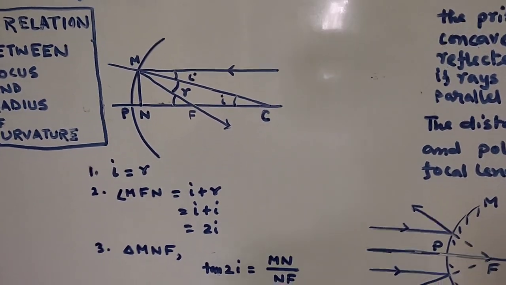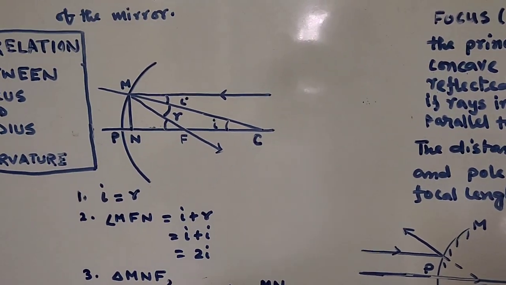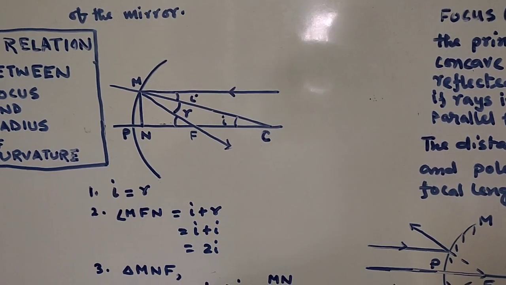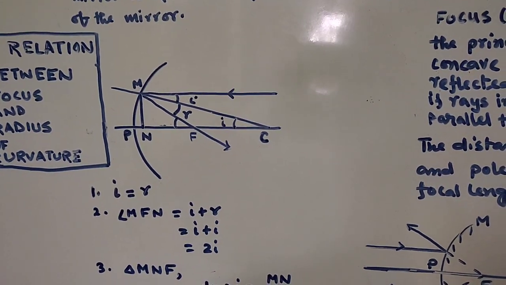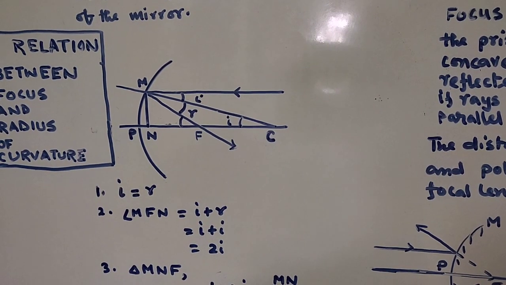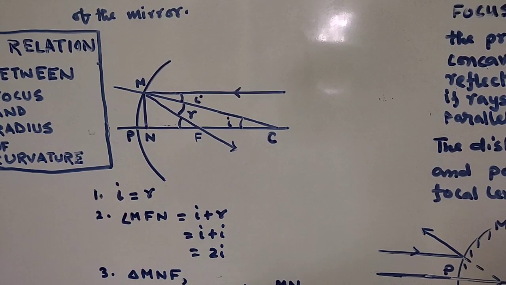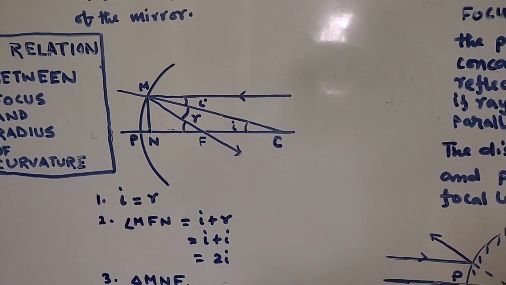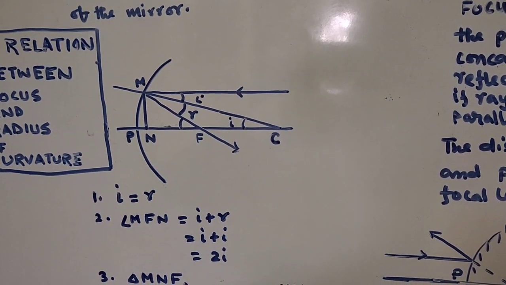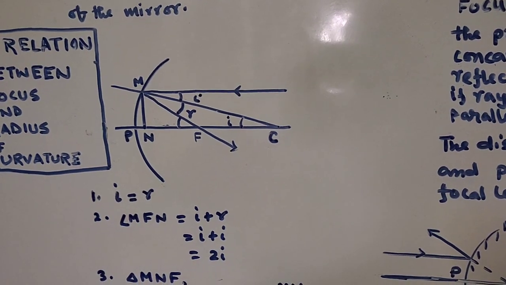Please try to understand. Now you see here we have given one concave mirror, and a ray strikes the mirror parallel with the principal axis, and after reflection it passes through the focus F. Where it strikes, that is the point M, we have drawn a normal, and that normal must pass through the center.